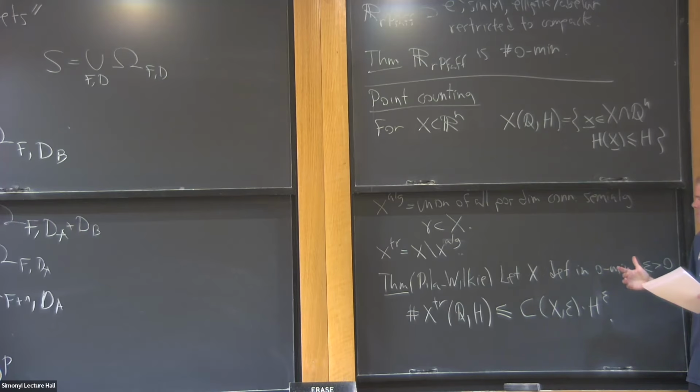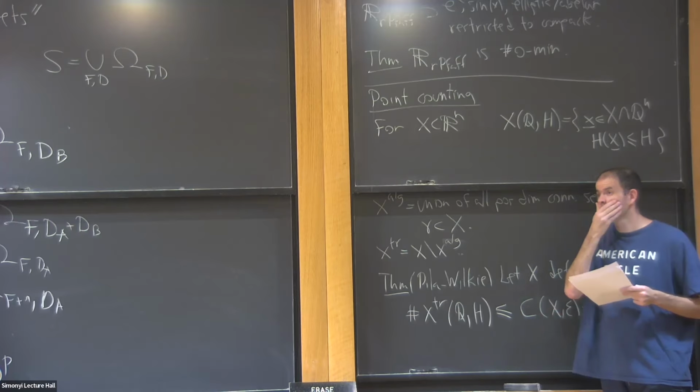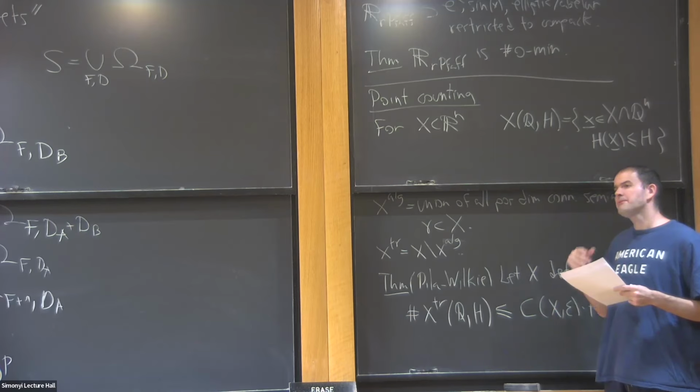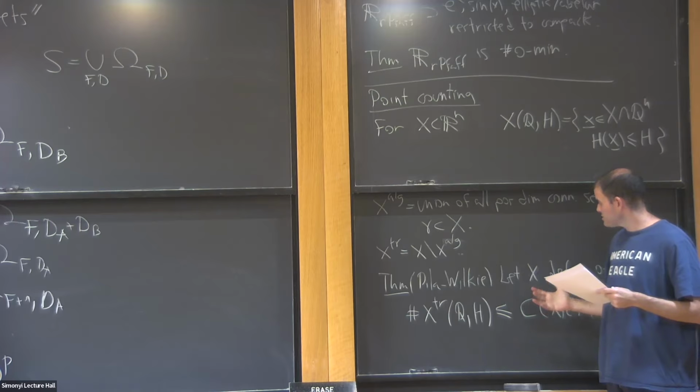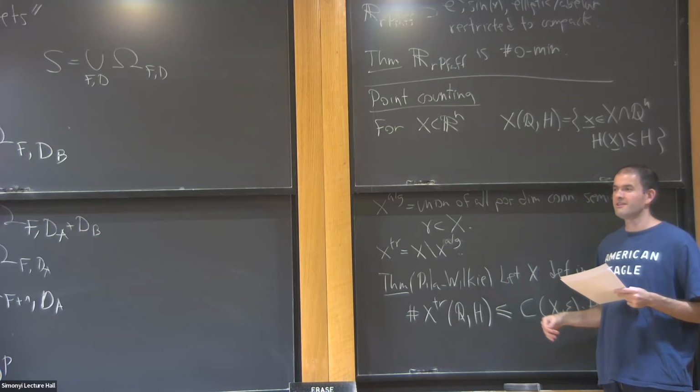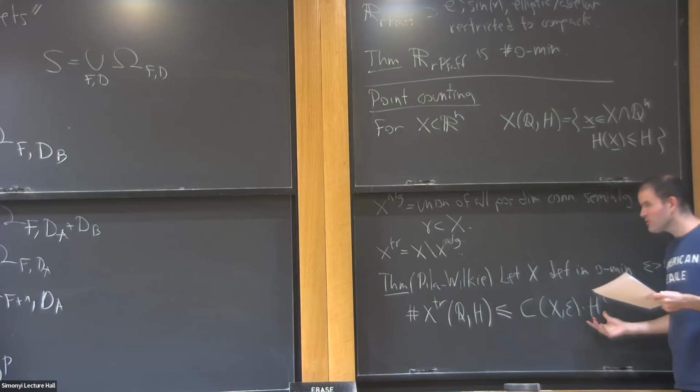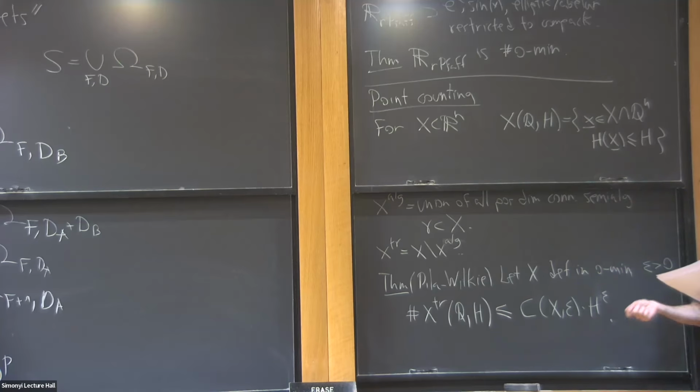You mean like log? In the sense of log to a power, no? It's not just that you can't improve it to log. If you have anything that's slower than h to the epsilon, then already there is a counterexample. You can find a function that will have more. So this is really the best that you can hope to do in this generality.